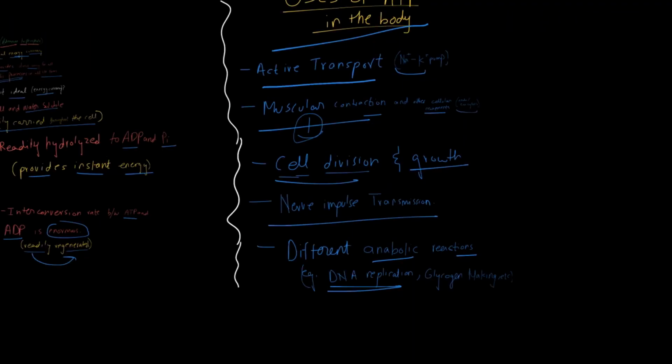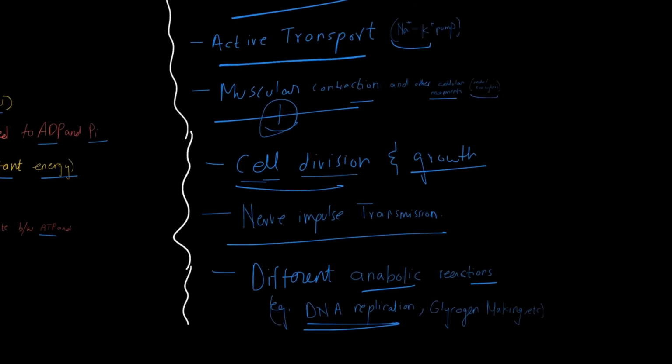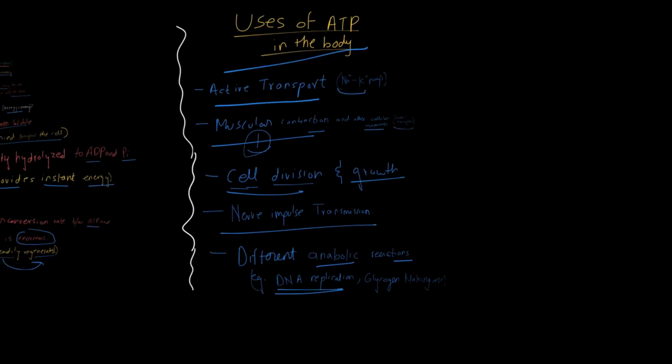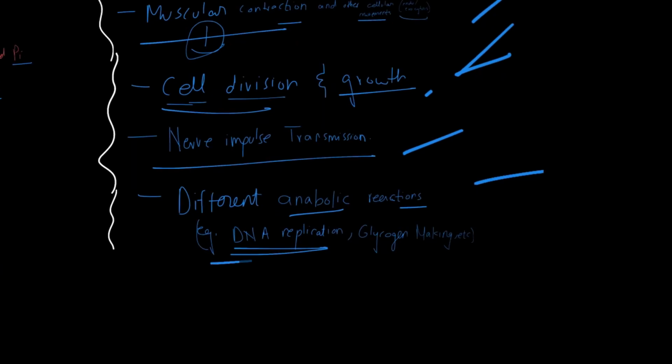Then we discussed the uses of ATP, and we've studied a few in the previous chapters as well. There's active transport, muscular contraction, cell division, growth, nerve impulse transmission, and the different anabolic reactions such as DNA replication and glycogen making. And that sums up our mitochondria heading. The next heading we'll be starting off in the next video.